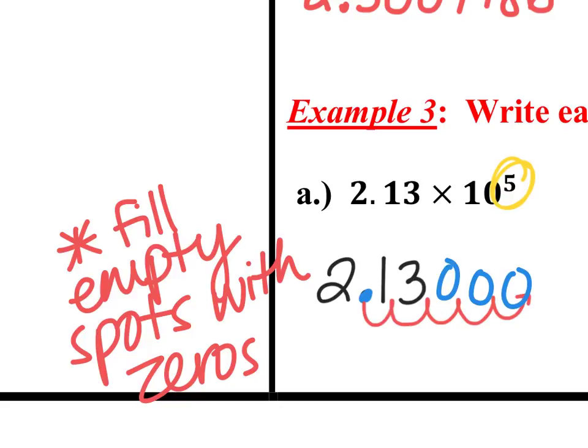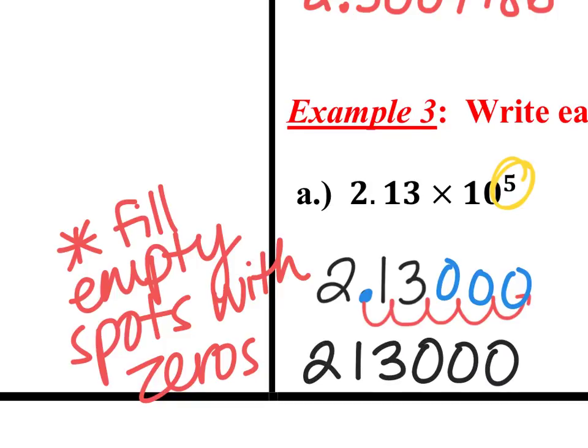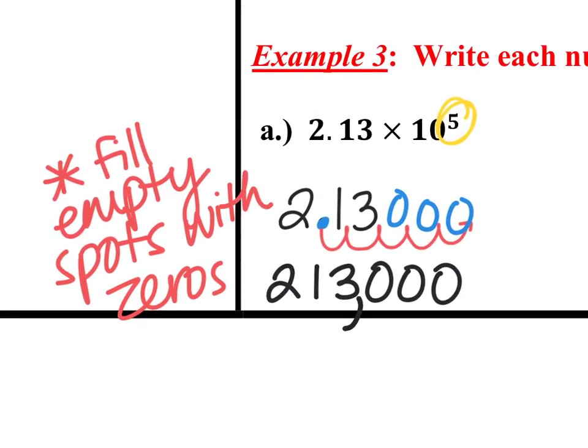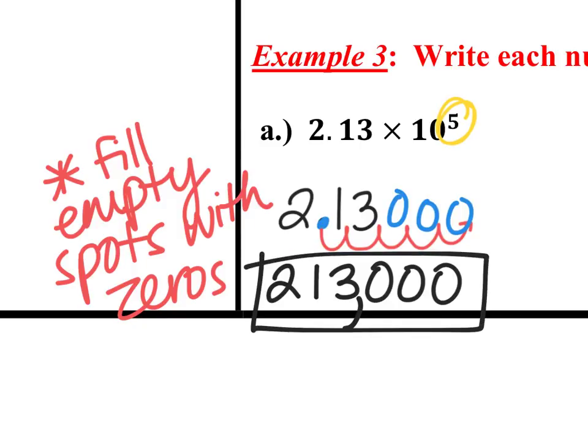go there. And then lastly, you should rewrite the number with the decimal moved. Since it's at the end and this is a bigger number, I'm not going to actually put the decimal, but I will put a comma because it's in standard form now. So we moved it to the right, which is why it's helpful to actually put the arrow so you know where the decimal started and ended.